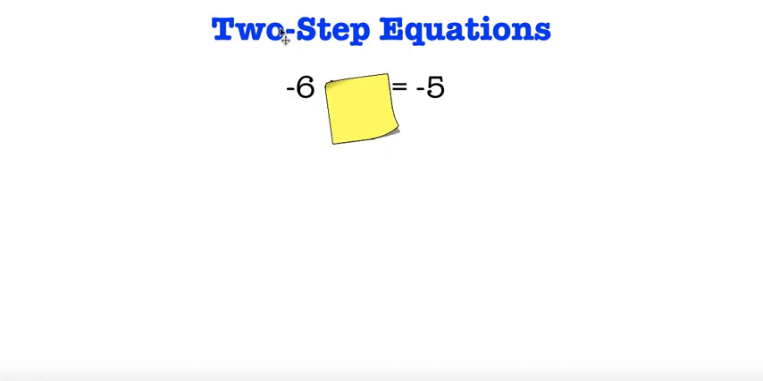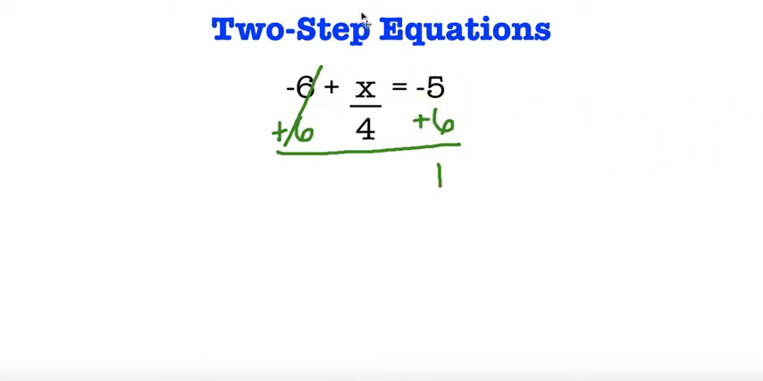So here I have -6, and in order to get rid of it, to cancel it out, I'm going to have to add 6. And if I add 6 here, then that's my 0 pair. It cancels out. And I'm going to have to do the same thing on the right side. So -5 plus 6. And -5 plus 6 is +1. I'm going to take my sticky note out. I'm going to bring down what I had on my left side, so x over 4.